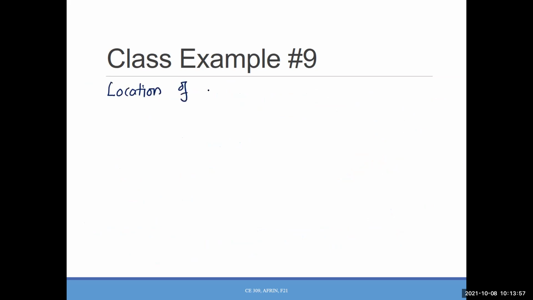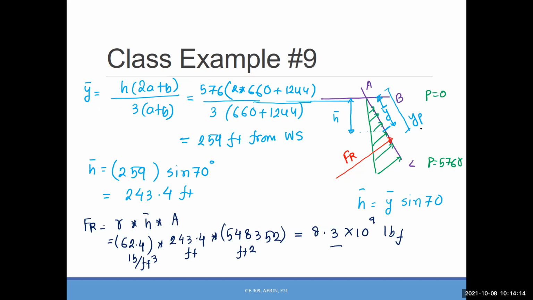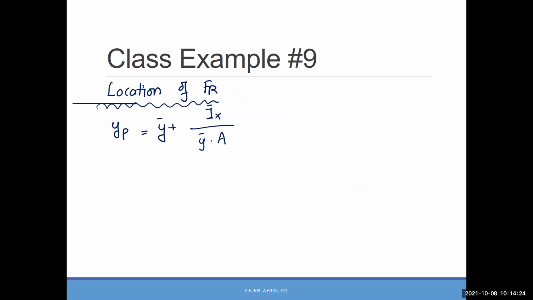Location of FR. So YP equals Y bar plus Ix bar over Y bar A. Just to show you what YP is, you can see here from this water surface, YP is the distance up to this point. So we are trying to calculate YP first, and then we will do the other stuff. Now we know the Y bar, right? What is that Y bar? 254, okay. Yes, and this one is the YP, okay.